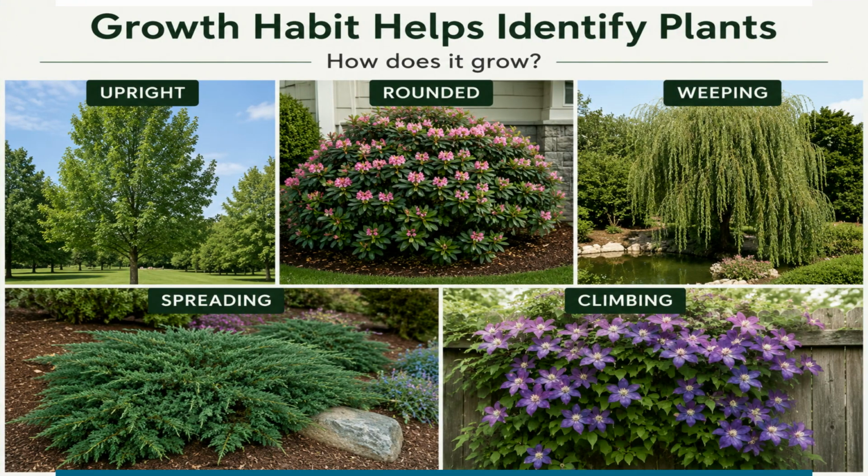Another way landscapers recognize plants is by their overall shape, known as their growth habit. Some plants grow upright. Others spread across the ground. Some have graceful, weeping branches. Others climb fences and trellises. Even before you notice the leaves or flowers, the overall shape often gives you important clues. Professional landscapers develop the habit of recognizing a plant's silhouette from a distance.